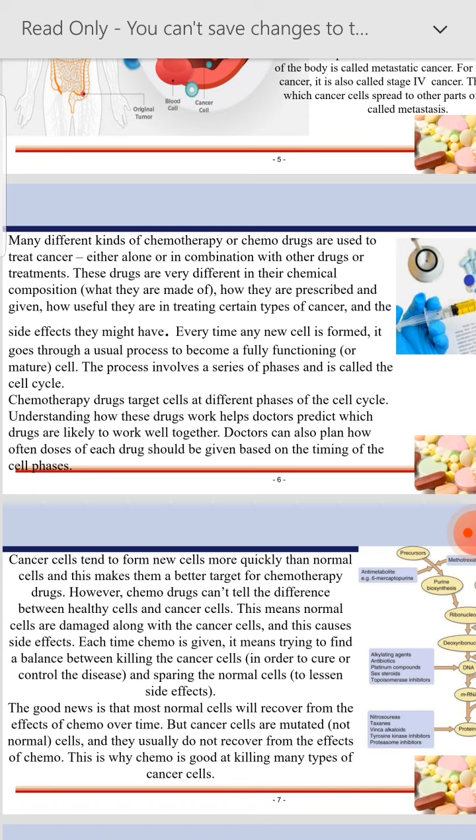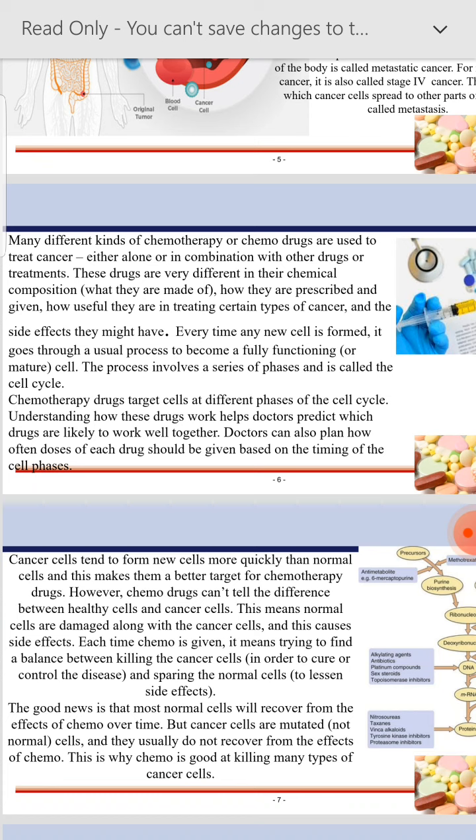Let's talk something more about cancer. Cancer tends to form new cells more quickly than normal cells, and thus makes them a better target for chemotherapy drugs. However, chemo drugs can't tell the difference between healthy cells and cancer cells. This means normal cells are damaged along with the cancer cells, and this causes side effects each time chemo is given.